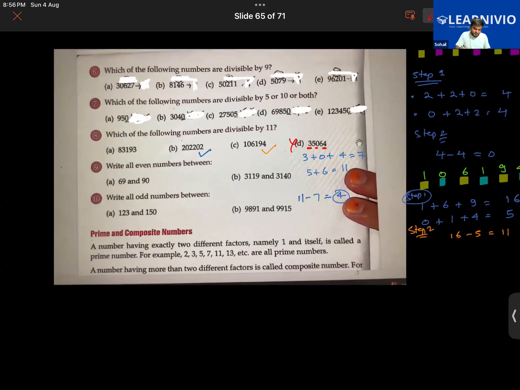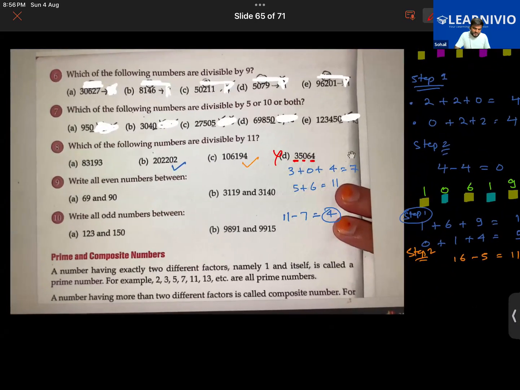Okay. Now, question number 9, it's simple enough. You can do this yourself. Question number B. Now quickly tell me what are the even numbers between 3119 and 3140 without doing it on your copy. Like 3120, 3122.